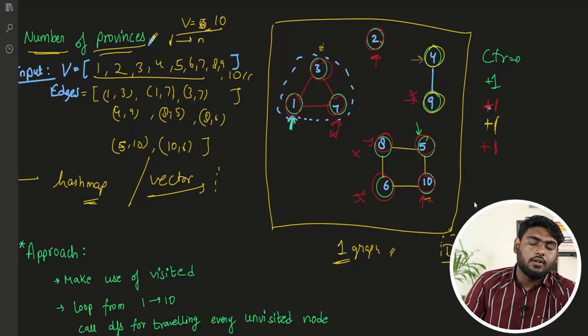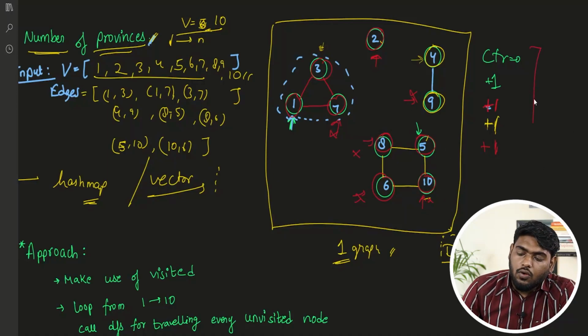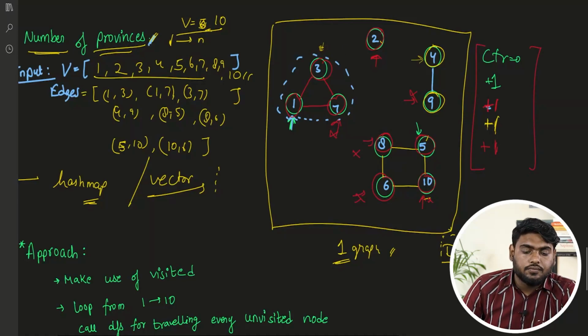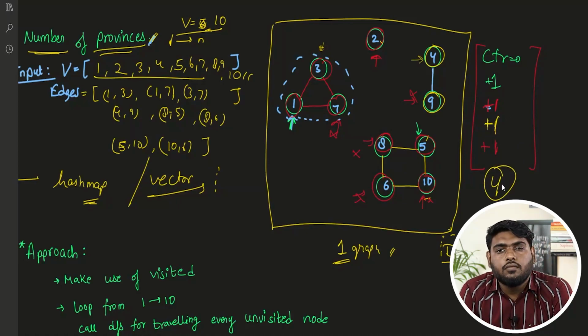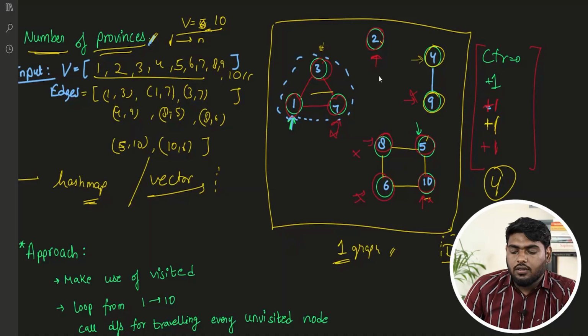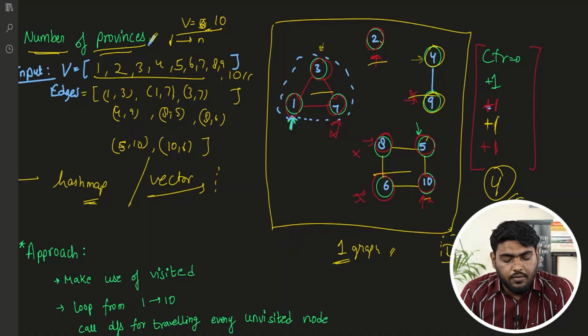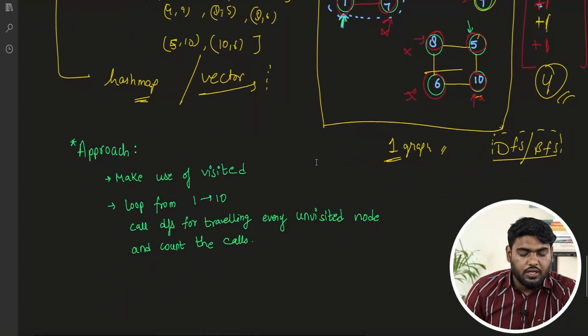10 already visited. Okay. Eventually, what is present in my counter? My counter is having 4 as the value. Okay. And 4 is actually what? The number of provinces. We need to return this 4. Fine. Okay. Let's just take a quick look at the approach.